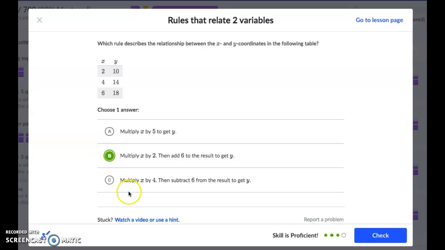And then just to double check, multiply by 4, then subtract 6. So 2 times 4 is 8. Take away 6 would give me 2. So that's not going to work.